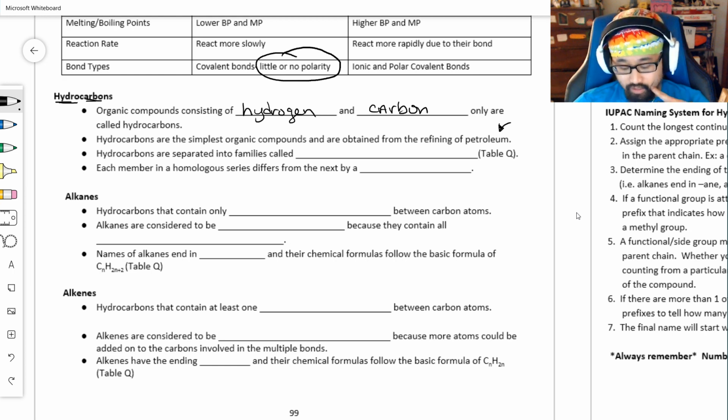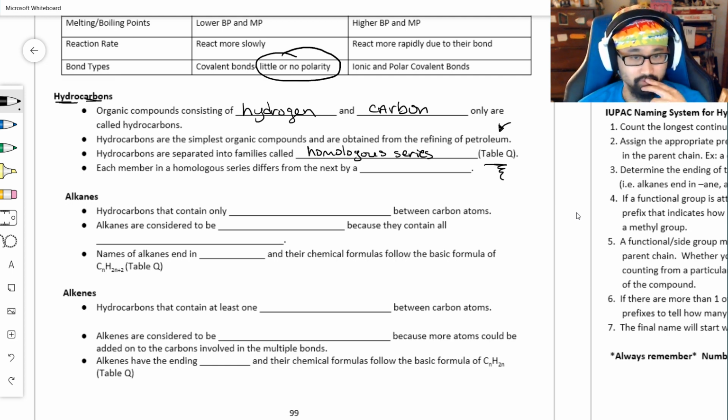Now, hydrocarbons are separated into special families that we call homologous series, which are on table Q. We'll talk about that in a moment. It's one of the pages that I pulled from the reference table. Each member of a homologous series differs from the next by a single carbon.